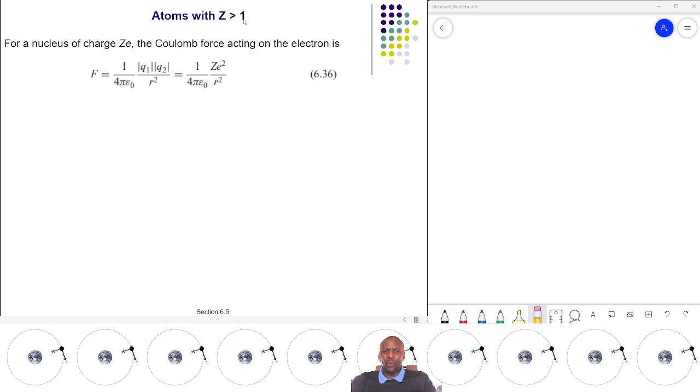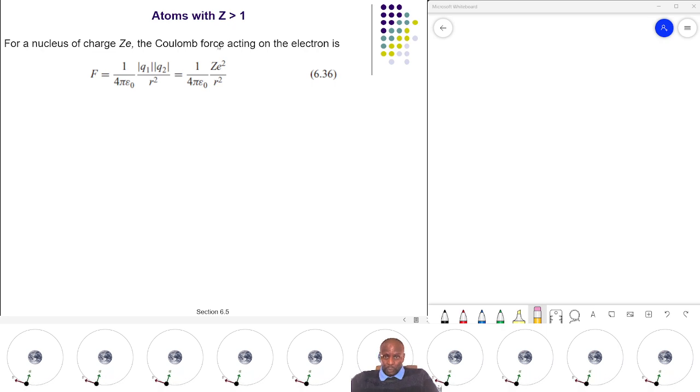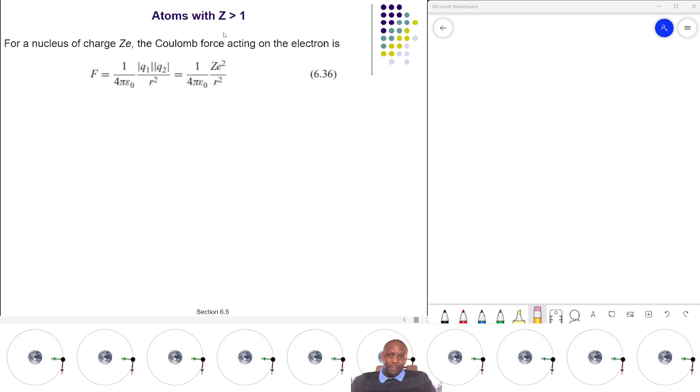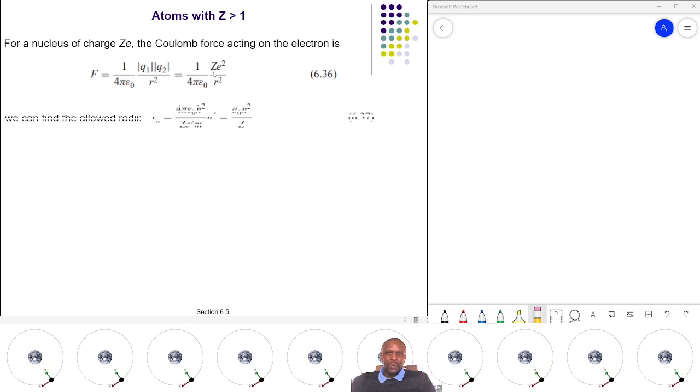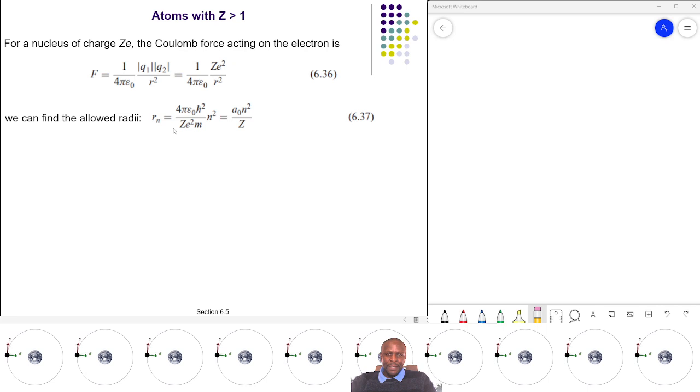Now let us also talk about a nucleus of charge Z greater than 1, because we have just been focusing on hydrogen. Now we also want to focus on other elements, for example helium, boron, and so on. In that case, the Coulomb force is just the same as that one, but here you just multiply by Z, which is the atomic number of that particular atom. So for the allowed radii, you just multiply the charge by Z everywhere. So this is what you are going to have for the allowed orbits.